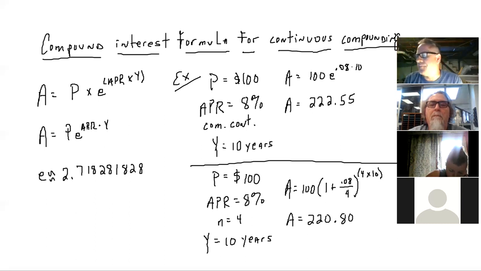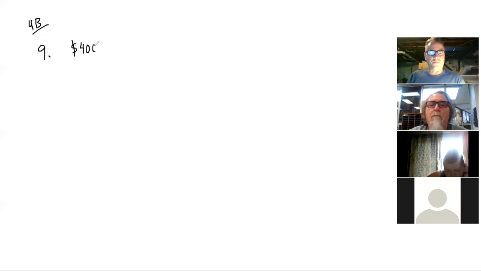So, am I good to turn the page here? Yes. Okay. So I'm looking at number 9 on the homework at 4B. And it says we've got $4,000 that we're going to put in. So that's my principal. So P is 4,000. You have an APR of 2.1%.